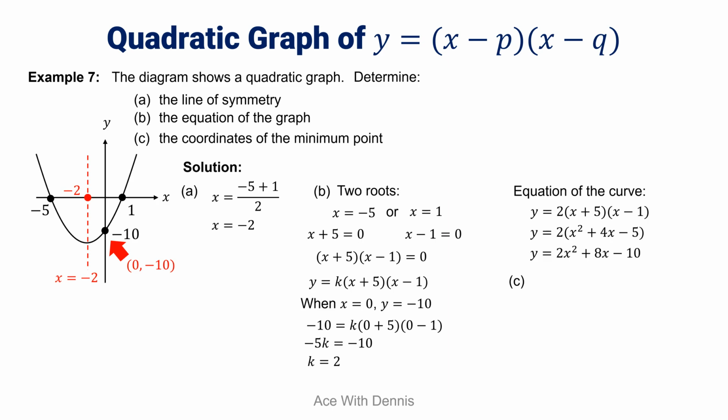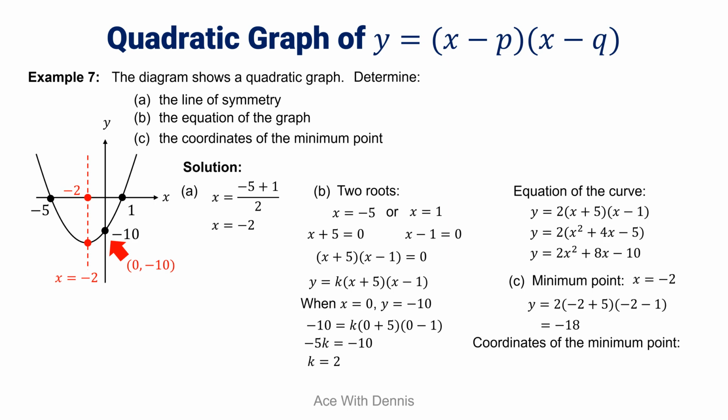Next, C. Find the coordinates of the minimum point. So this is the minimum point where the x coordinate is -2. So we substitute x equals -2 into the equation of the curve. Then we get y equals 2 bracket -2 plus 5 times -2 minus 1. We calculate everything, we'll get -18. Hence, coordinates of the minimum point will be -2, -18.